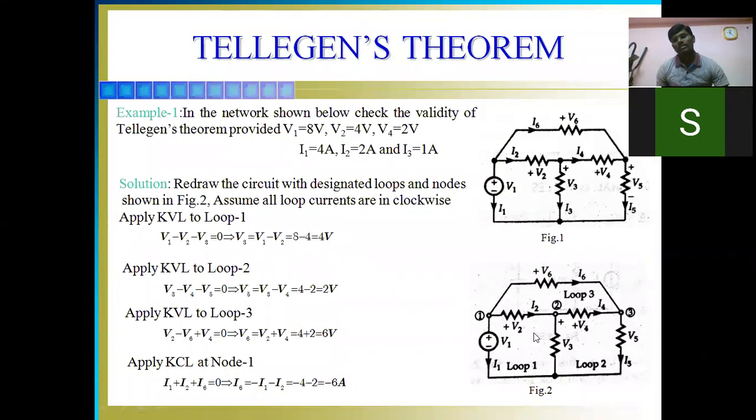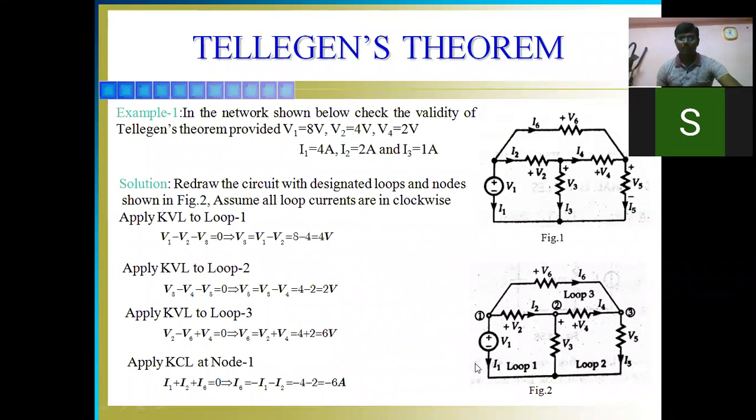Okay, so just indicate the loops. Here, take it as loop 1, loop 2, and loop 3. There are 3 active nodes, 1, 2, and 3. So there are 3 active nodes and 3 loops. Now assume all loop currents are in clockwise direction.